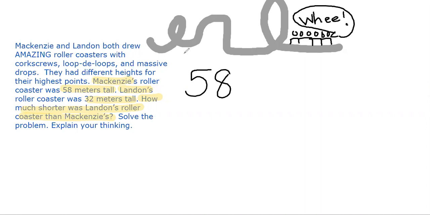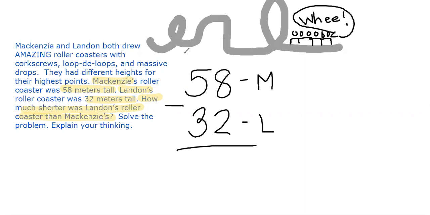58 meters tall was Mackenzie's height. 32 meters tall was Landon's. Since we're finding the difference, we need to subtract, not add. Now you certainly could use addition to solve subtraction. Some of you like that strategy. So let's do that one.